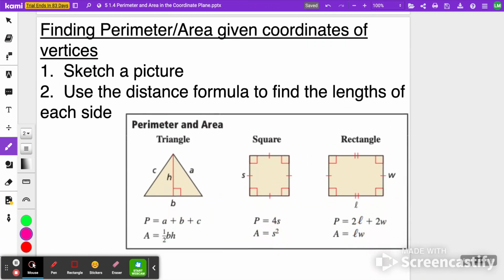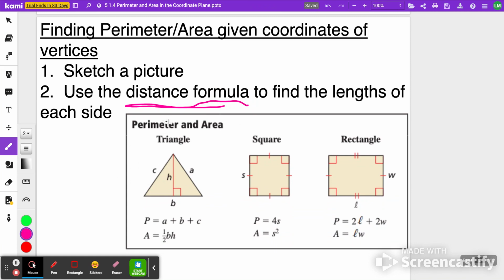The next thing we want to make sure we understand is how to find perimeter or area of given coordinates. Usually you'll be given a piece of graph paper, but if you're not, we want to make sure we're following these steps. First thing we want to do is sketch a picture of it. And then 2 is we will use that distance formula, which we learned a few lessons back. If you need to go back and review that, you can. That is what we will do to find the lengths of each side.